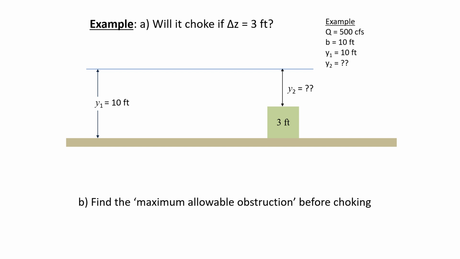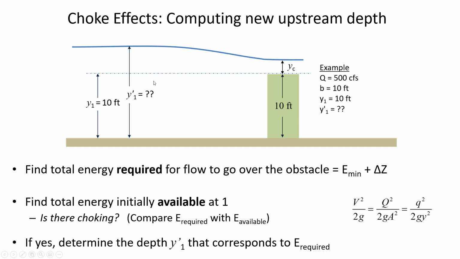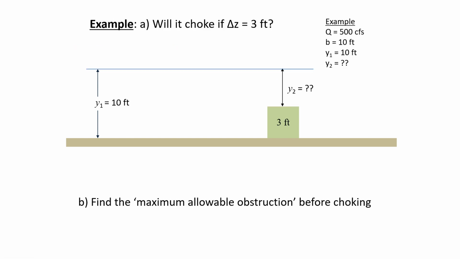Now, let's put that into practice and assess: will the flow choke if the obstruction is 3 feet? We know it will definitely choke if it's 10 feet. This is that same scenario: 500 CFS flow rate, a rectangular channel that's 10 feet wide, an initial upstream depth of 10 feet. In the previous illustration, we saw that a 10-foot sill is too tall. That 10-foot sill will cause choking and pooling. But will a 3-foot sill cause choking?